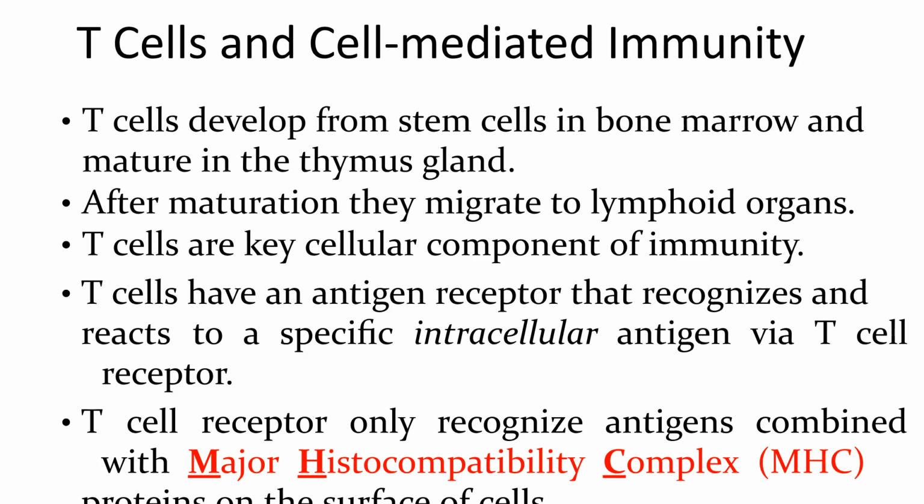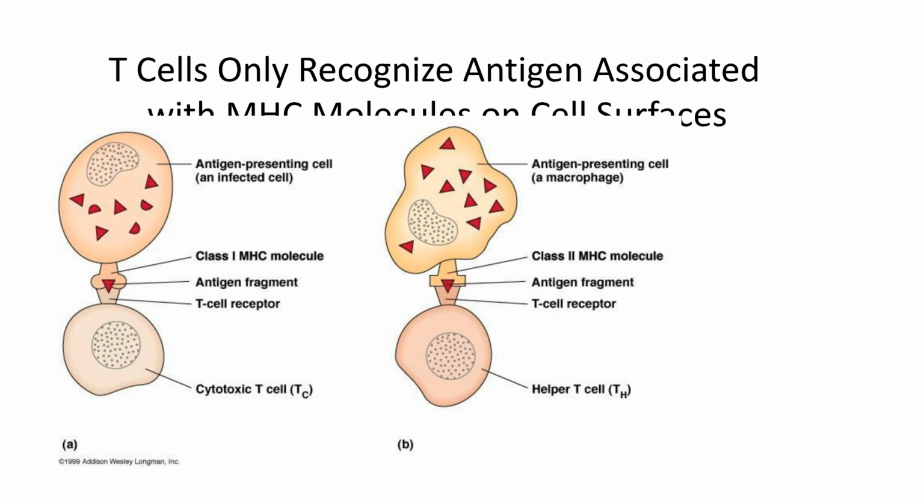T cells develop in the bone marrow and mature in the thymus before migrating to lymphoid organs. They are key cellular components of immunity, possessing an antigen receptor that recognizes specific intracellular antigens via the T cell receptor. This receptor only recognizes antigens combined with major histocompatibility complex, or MHC, proteins on the cell surface. T cells only recognize antigens when they are associated with MHC molecules on the surface of cells.